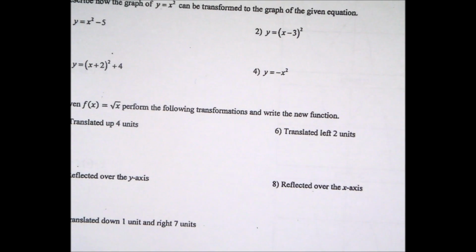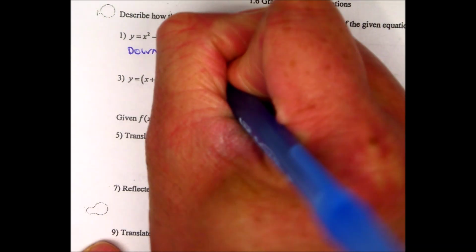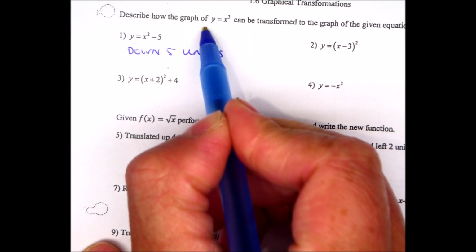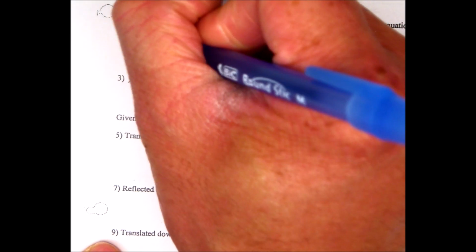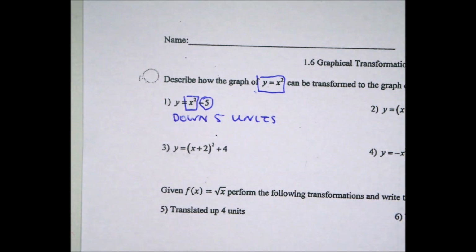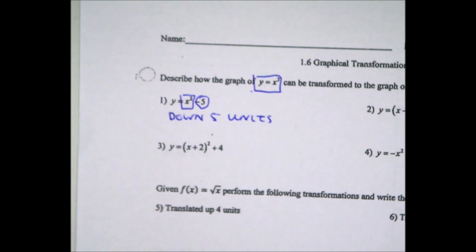What'd you get for number 1? I feel that it translates down 5 units. Raise your hand if you got that. It's okay if you go in circle, right? This is the parent function. Maybe you don't have a highlighter, just put a box around it, and then you just circle really what's not there. Does that make sense? Alright, thanks.